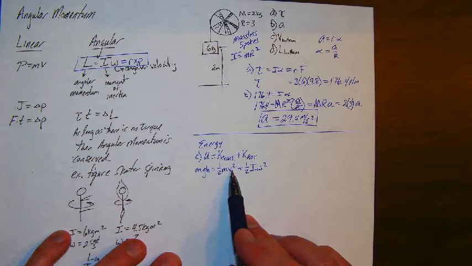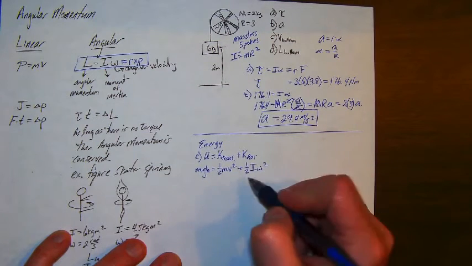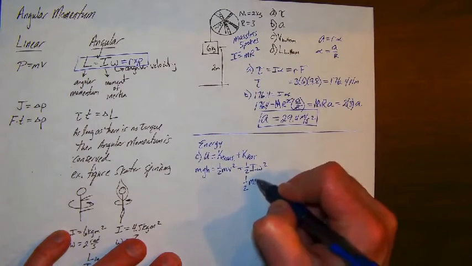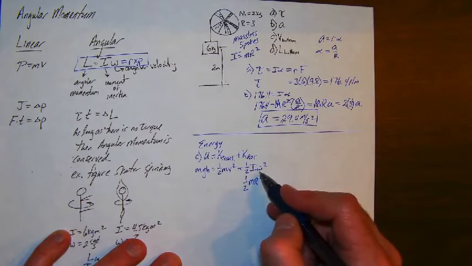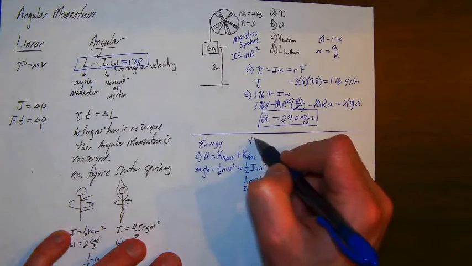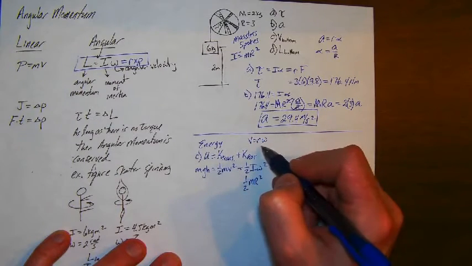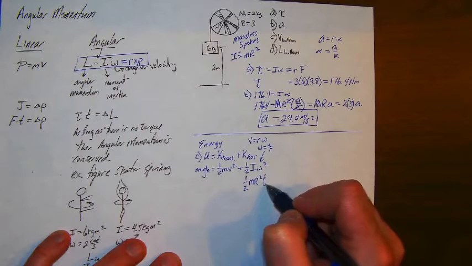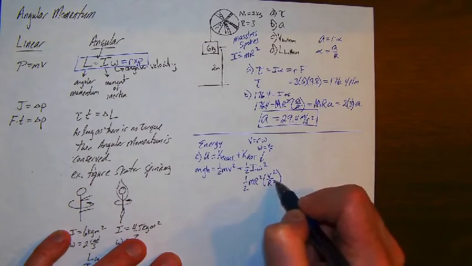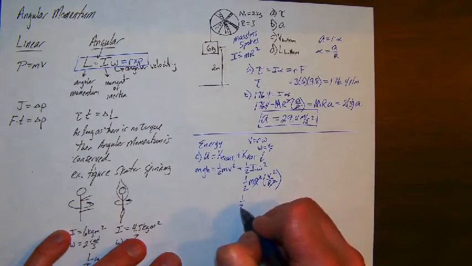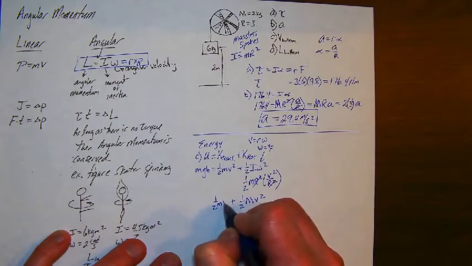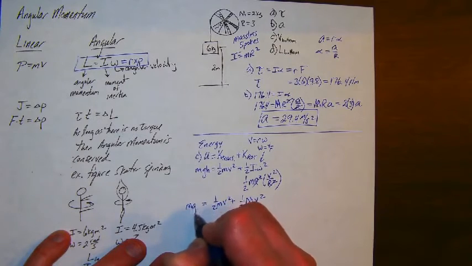Now all of this is in terms of linear, so how about we convert this to be in terms of linear also? So 1/2, we already said that our moment of inertia up here is mr squared. To convert our angular velocity, remember v equals r omega, which means I can say omega equals v over r and plug that in. So I'm going to have v squared over r squared. My r squareds will cancel out, and I'm left with 1/2 mv squared plus 1/2 mv squared equals mgh.